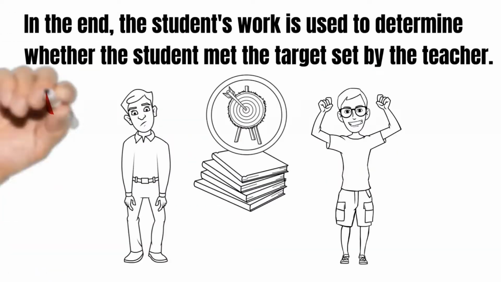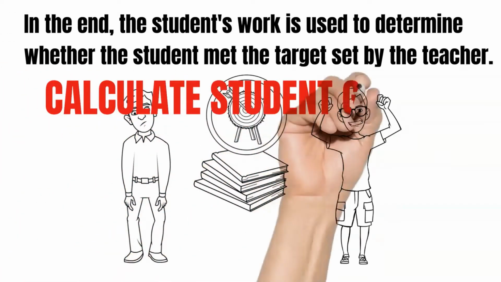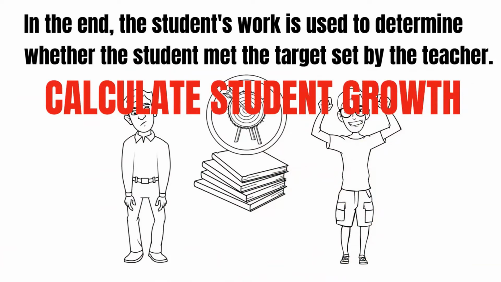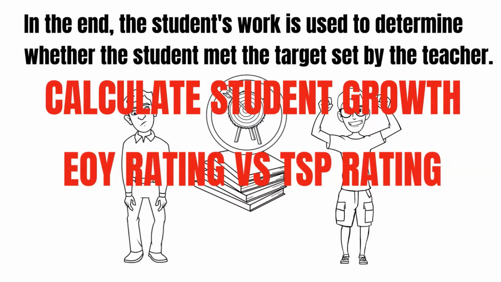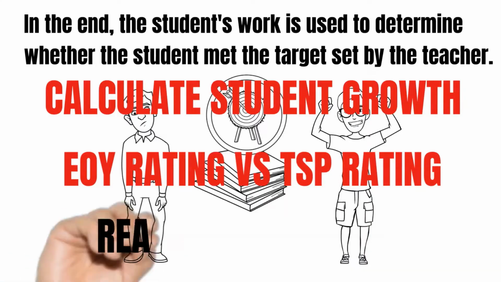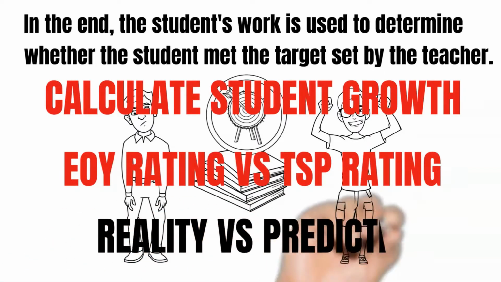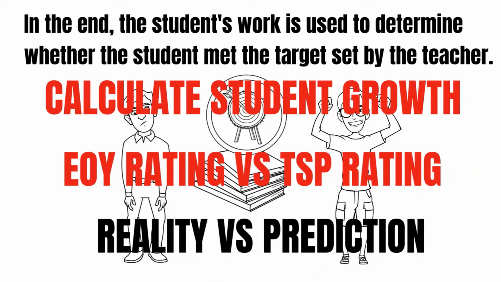Finally, we calculate student growth. We calculate student growth by comparing the EOY rating to the TSP rating. Remember, the EOY rating is what the student actually achieved, and the TSP rating is what the teacher predicted the student would achieve. It is basically a reality versus prediction scenario.